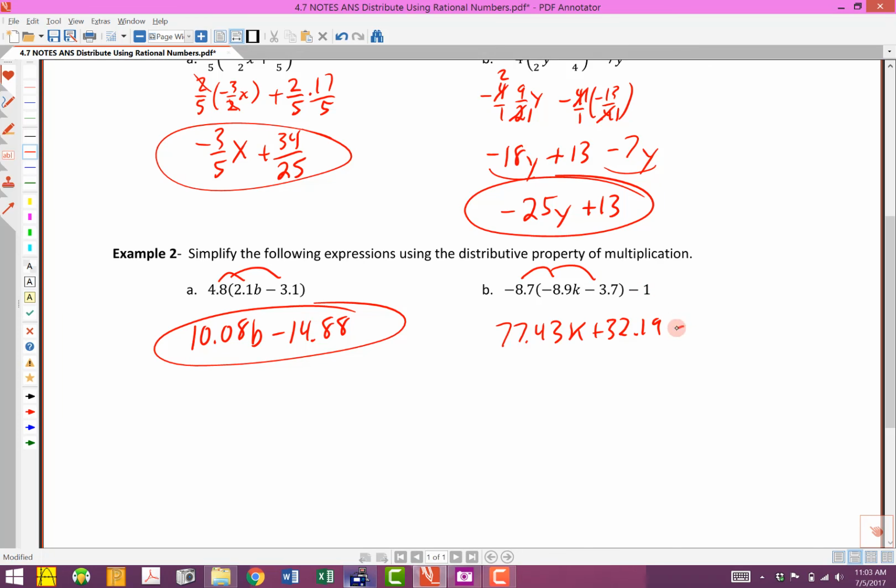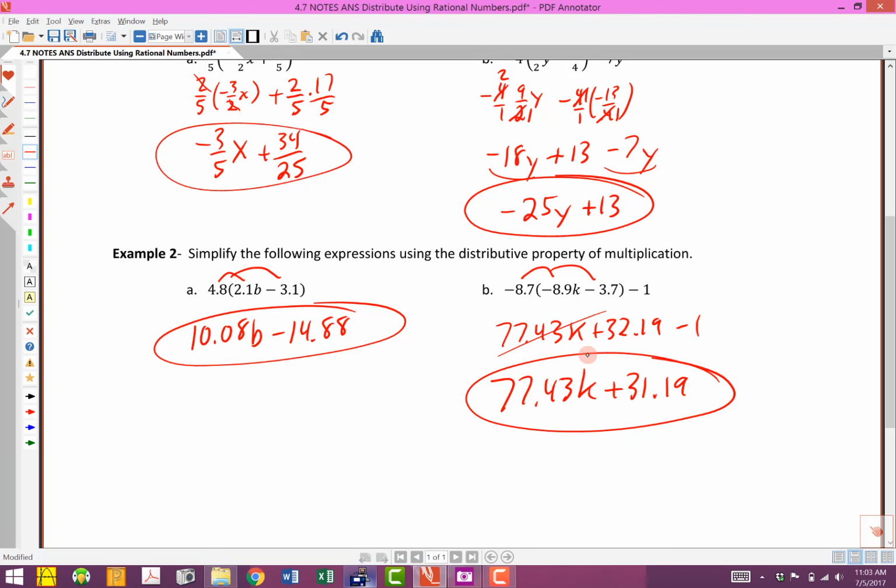And then of course we've got that -1 right there. So now I can go ahead and write the 77.43k. That's part of the answer. I've got that one taken care of. And then I can just do a simple subtract 1 right here. So this is going to be plus 31.19. Whoops, 31.19. And there we go. So you should be in good shape for the assignment. Hopefully that all makes sense.